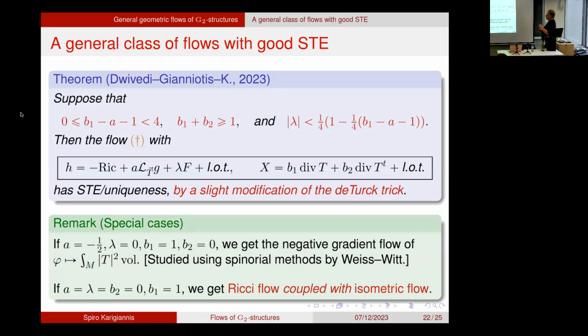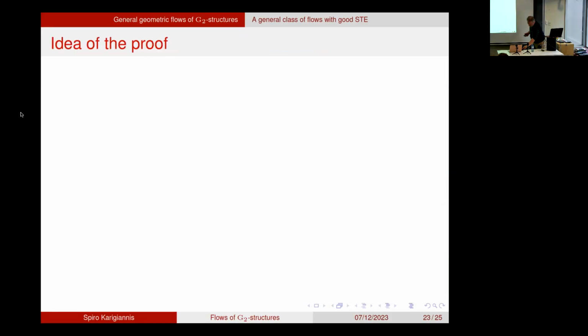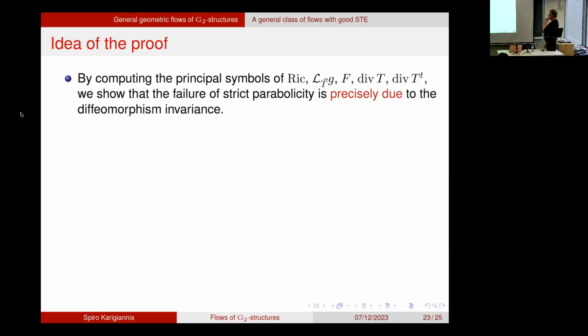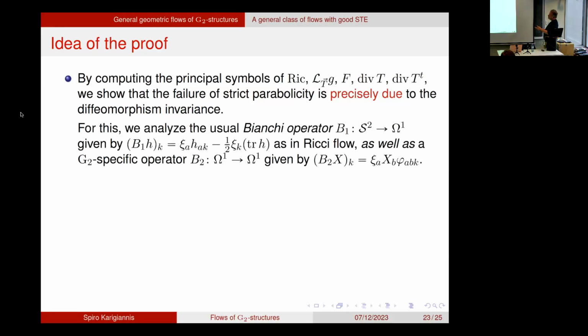But Ricci flow on the nose doesn't immediately seem to have a good DeTurck-type trick for the G2 structures. But if you couple it with this isometric flow, then it does behave well. It has short-time existence and uniqueness. Okay, so let me say a little bit about the idea. We compute the principal symbols of all these second-order differential invariants, and we show that when those inequalities are satisfied, the failure to be strictly parabolic is exactly due to diffeomorphism invariance and nothing else.